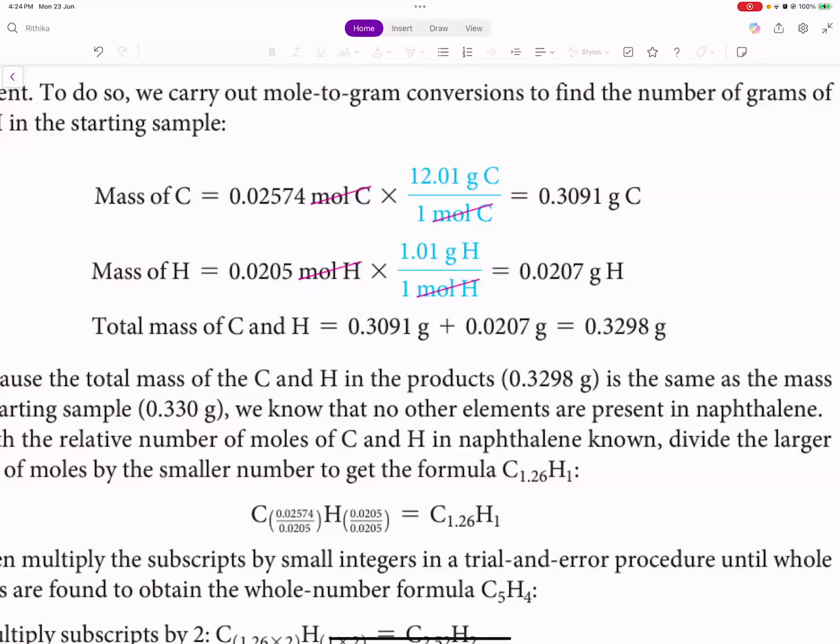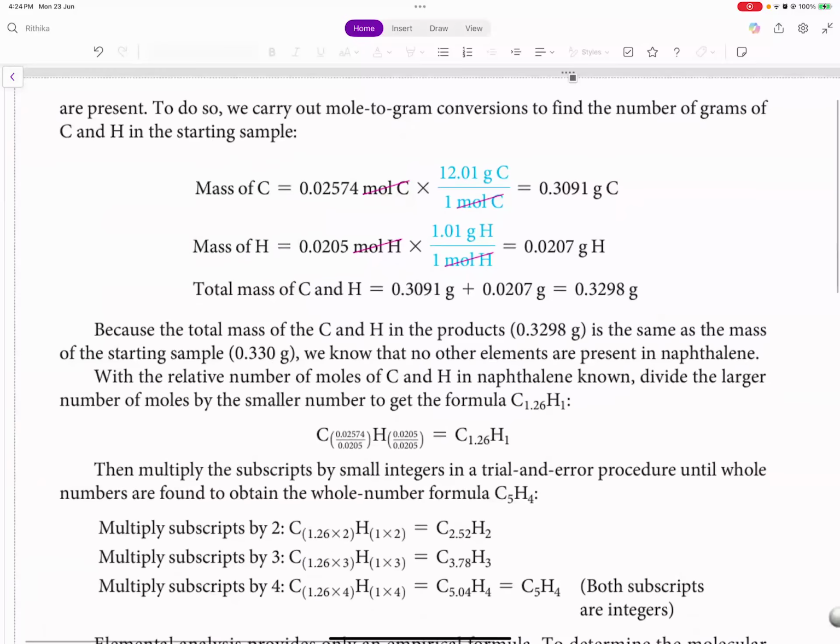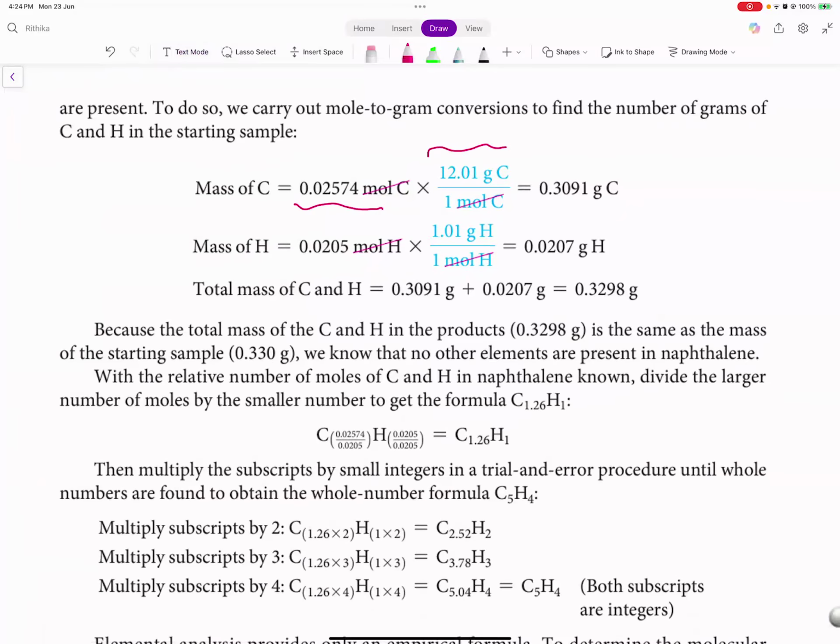So how will we calculate the mass of carbon? We know the moles, and I multiply by the molar mass, 12 gram per mole. After that, I also calculate the mass of H, because I know the moles, I multiply by 1, because the molar mass of hydrogen is 1. So I get these two masses and I add them up.